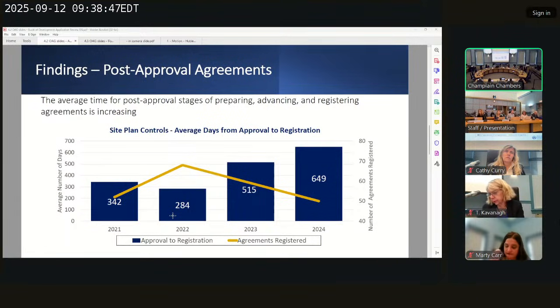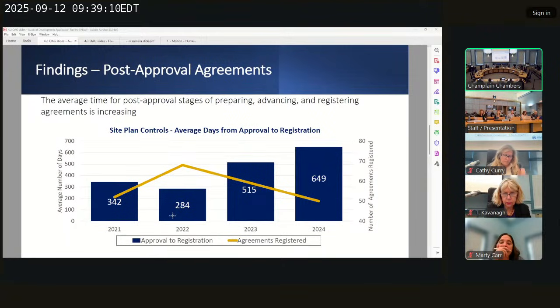So the first finding relates to post-approval agreements for site plans and plans of subdivision. The agreement preparation and registration is a crucial part of the process for city and developers. Agreements outline the obligations and conditions that must be met by developers, and registration of these agreements is often the key milestone to secure financing, obtain permits, or to sell units.